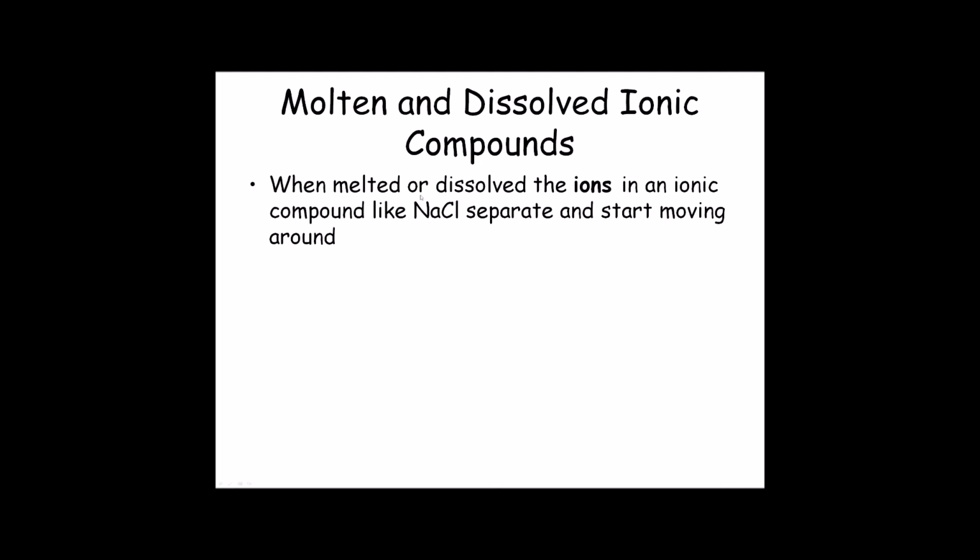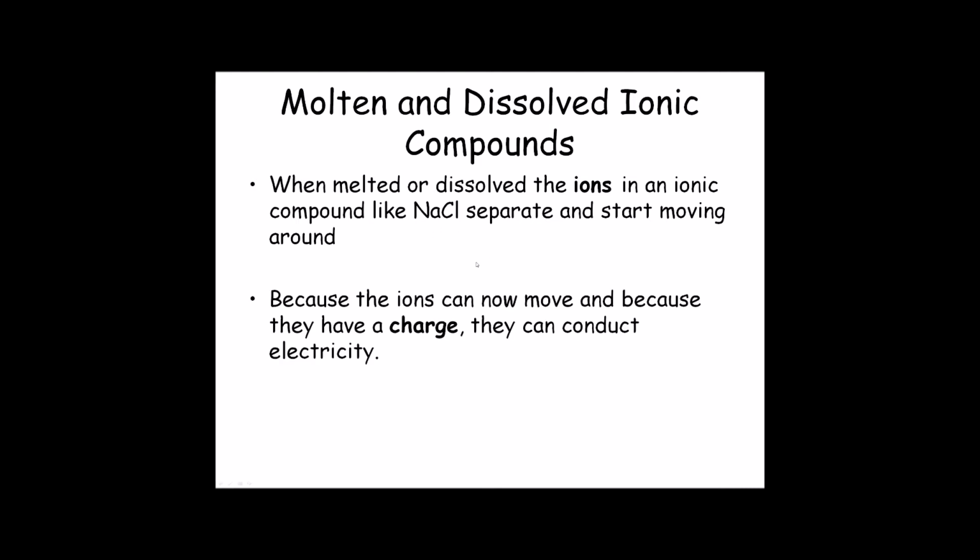So they're going to separate into their ions, an ion being an atom or a group of atoms that have got a charge on them, and start moving around. And because they can move around, and because they have that charge, they can conduct electricity now. So this is our first step in electrolysis. Okay, so important part to take away here. The first step in electrolysis, the first important part, is we've got to either dissolve or melt an ionic compound.